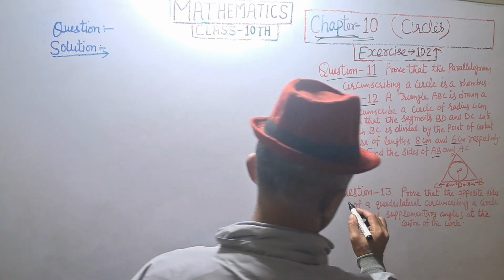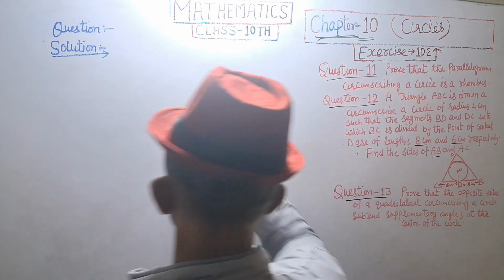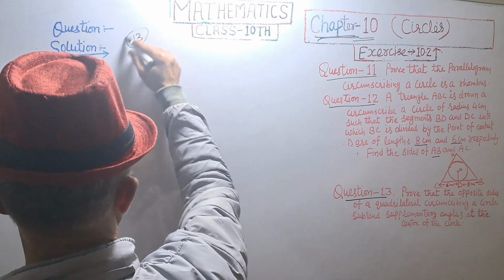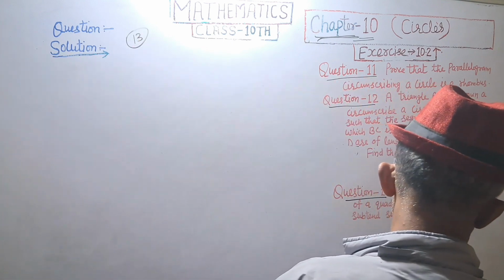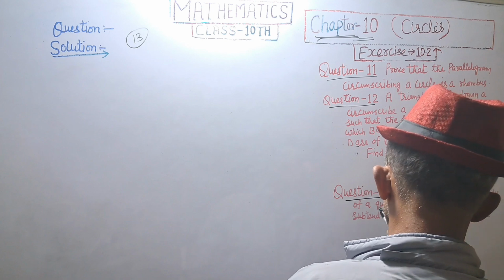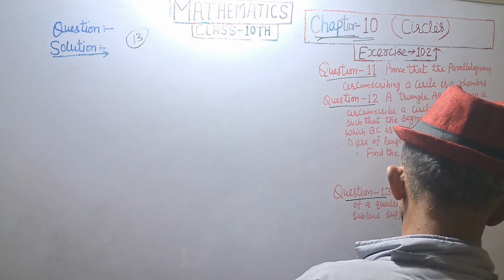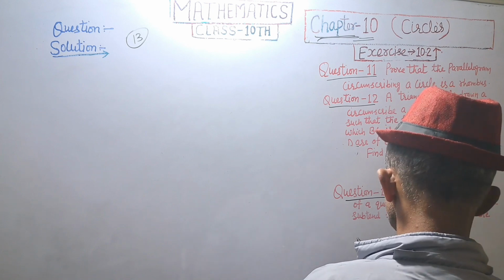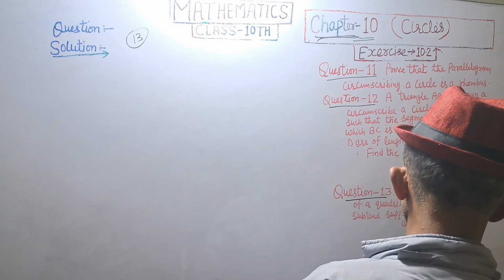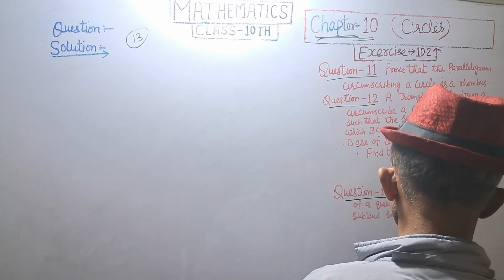Answer. Question number 13. Prove that the opposite sides of a quadrilateral circumscribing a circle subtend supplementary angles at the center of the circle.